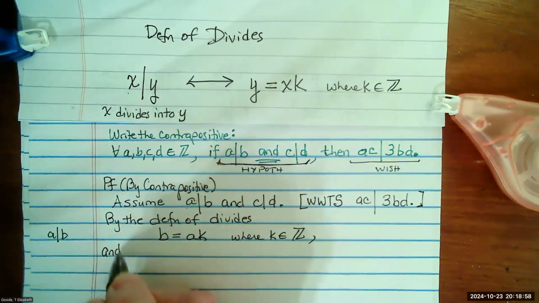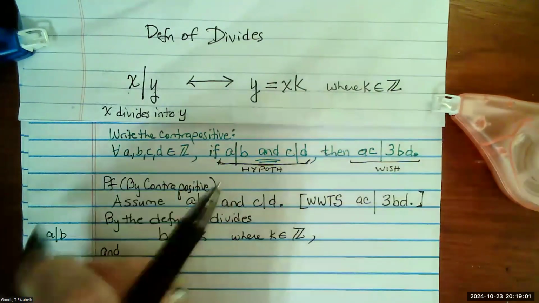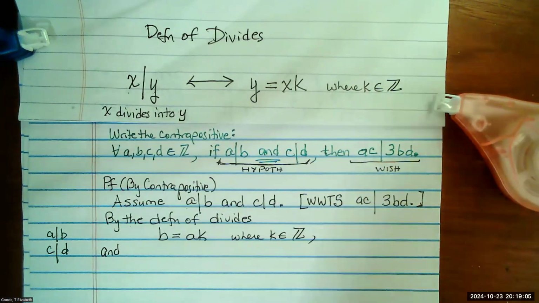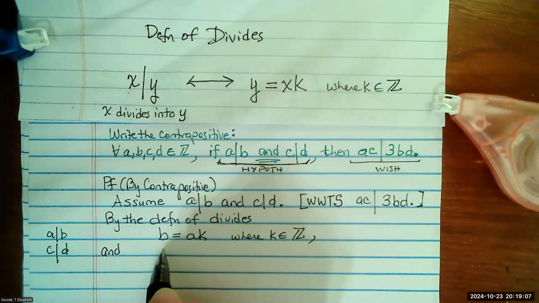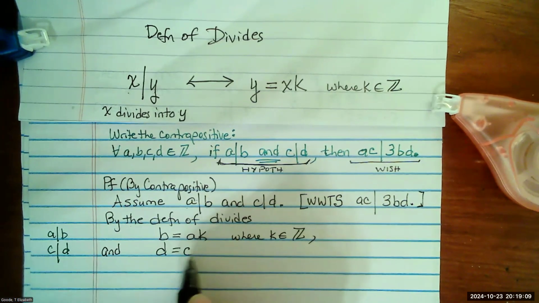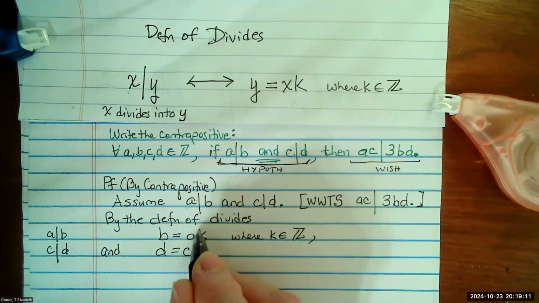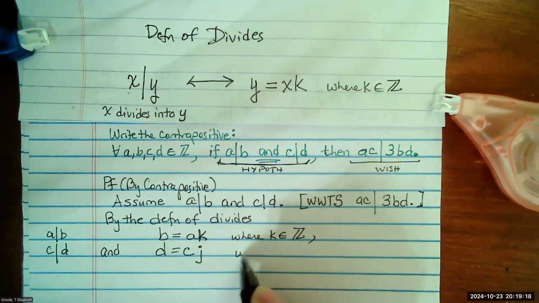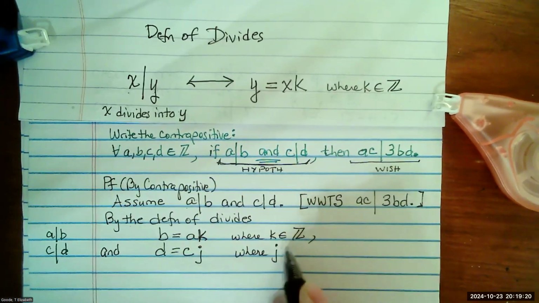And because we have more hypotheses, we have C divides into D, which would be a nice equation. D equals CK. Oh, we've got to use a different variable. So maybe J, where J is in Z.